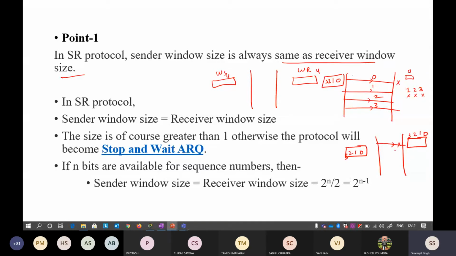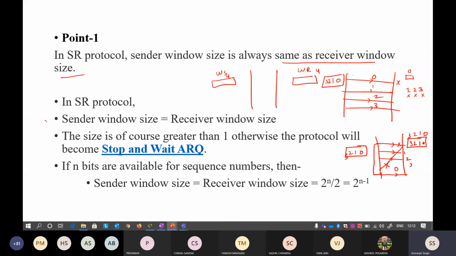Suppose your 0th packet is lost, but the receiver can store packets 1, 2, 3, and only the 0th packet is lost. When the acknowledgement does not arrive before the timeout timer, the sender will only send the 0th packet. It will not repeat the whole window. It will only send the 0th packet. That is the main advantage of SR protocol over the Go-Back-N protocol.